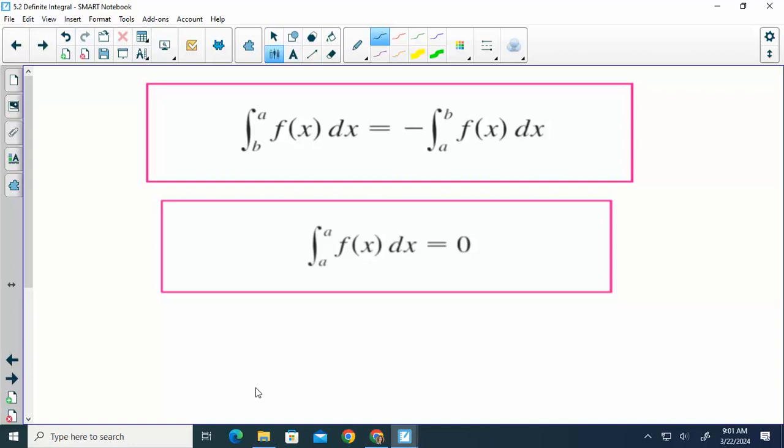The second thing, if you integrate from A to A, it equals 0, which should make sense if I'm thinking about some curve and I wanted the area from here to here. I didn't go anywhere, so there's no area, so it's 0. So if those limits are ever the same, we just get a 0.